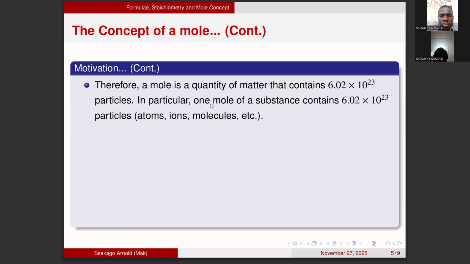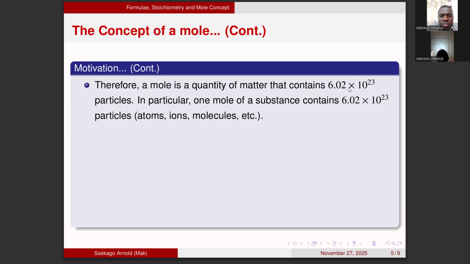In particular, we say that 1 mole of a substance contains 6.02 times 10 power 23 particles. The particles can include atoms, ions, or molecules. So for atoms, ions, and molecules, since they are very small, to count them we use a standard number known as the Avogadro's constant. The Avogadro's constant is this number which you are seeing, 6.02 times 10 power 23 particles.